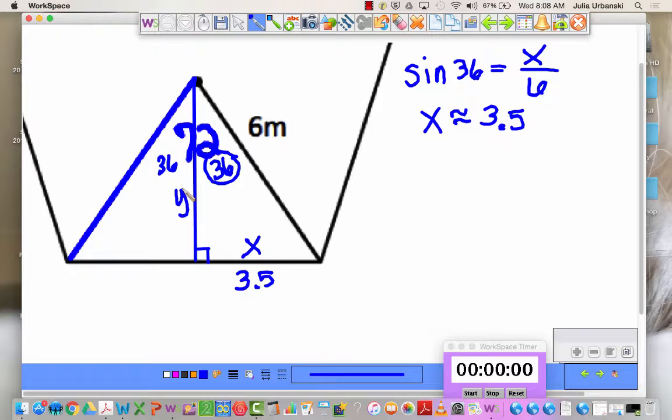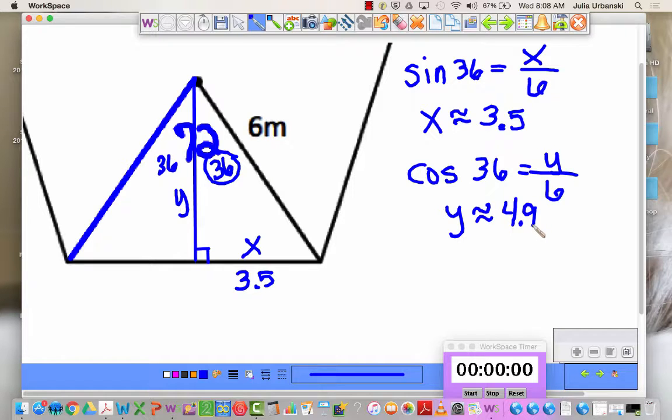For the y, if I want to use y and 6, which word would that be? Y and 6? Cosine. The y is adjacent, the 6 is the hypotenuse, so the cosine of 36 equals y over 6. So, multiply 6 times the cosine of 36. What do we get for that one? 4.9, rounded to that. Okay.